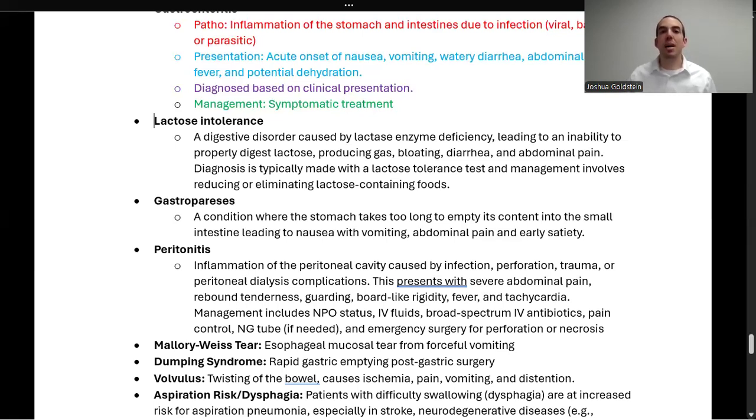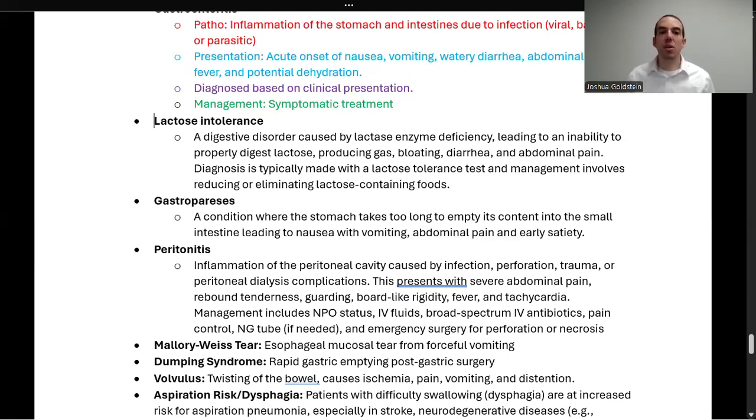The diagnosis is made by a lactose tolerance test, and the treatment involves educating the patient to stay away from lactose products. There is also the option where the patient can eat lactose products and just take a lactase supplement. Remember what they're missing, that lactase enzyme deficiency, they could take lactase and then eat lactose.